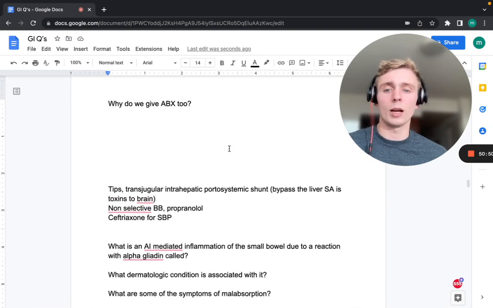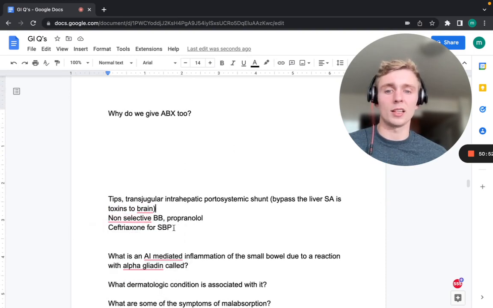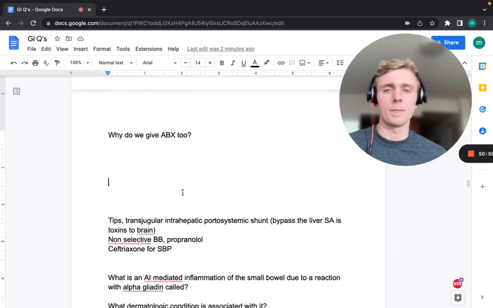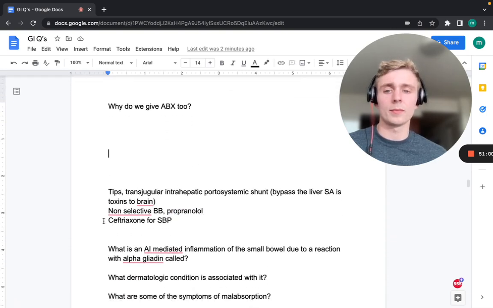To help them prevent the rebleed, we want to give non-selective beta blockers like propranolol. So important to know that propranolol and non-selective beta blockers are given after the varices. And we want to give ceftriaxone for spontaneous bacterial peritonitis. So spontaneous bacterial peritonitis is why we give antibiotics in this condition.